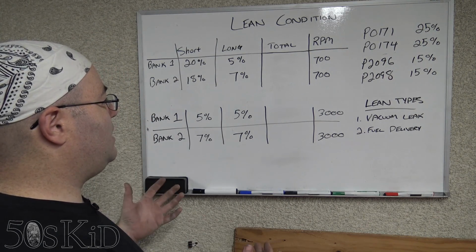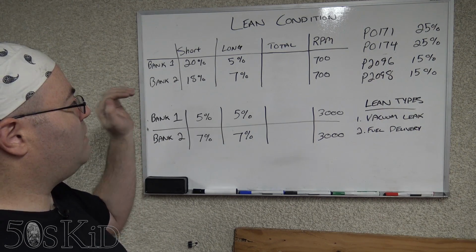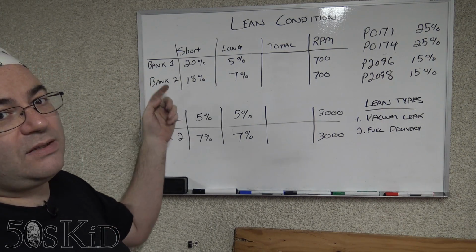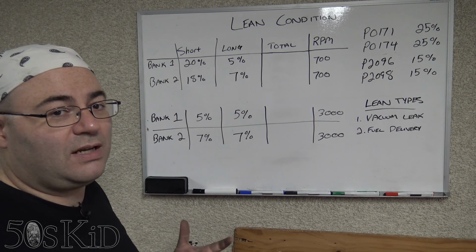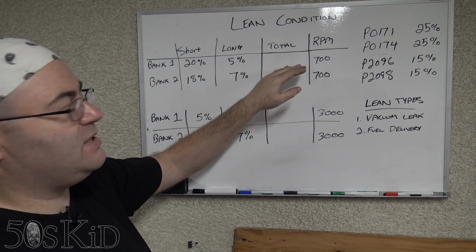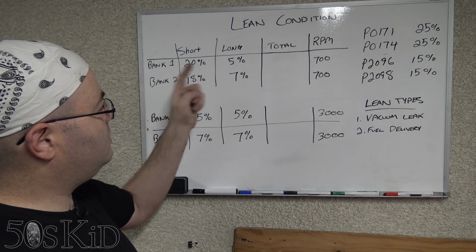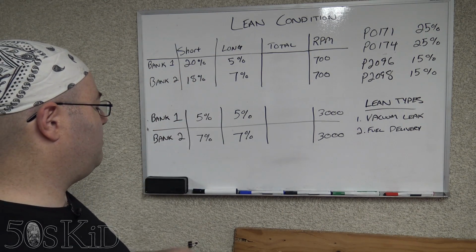Now, here's how you make sense of it. You want to look at your numbers and write down, if you have a bank 1 and a bank 2, write them both down. Some cars are only going to have a bank 1. You want to look at your fuel trims when your engine is idling, around 700 RPMs or so. Look at your shorts, look at your longs, write them down on the board.